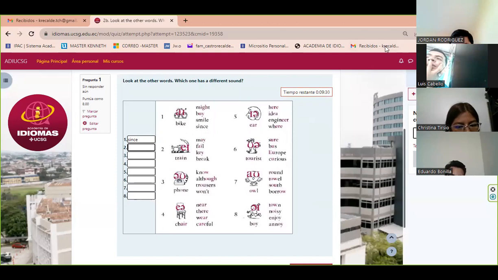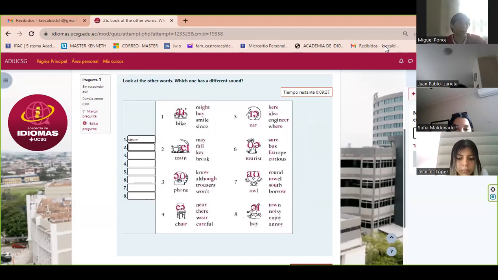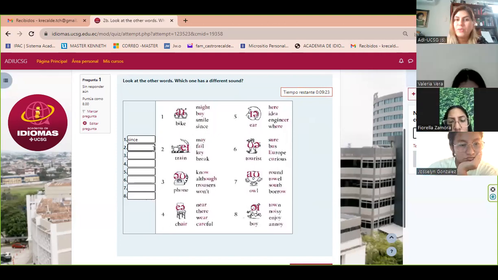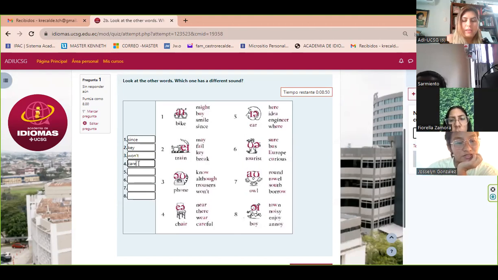Number 2, may, fail, key, break. Which one? Key. Perfect. Excellent. Number 3, no, although, trousers, won't. Trousers. Excellent. Won't. Yes, won't. Number 4, near, there, where, careful. Let's see. Number 5, here, idea, engineer, where. Idea. Yes.